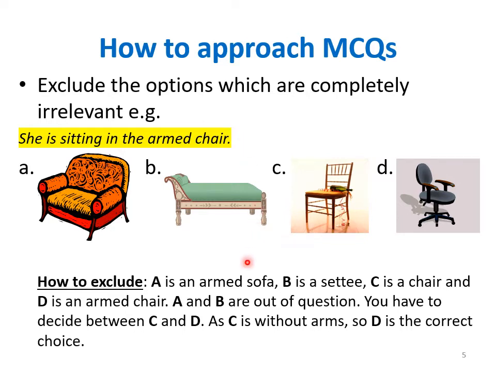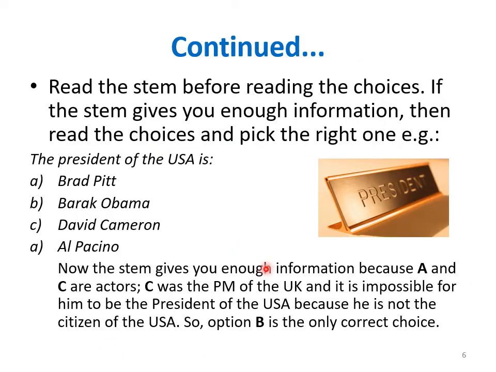So you understand that. So the answer is D. So we eliminated irrelevant options and we made our life easier, because choosing from four options is difficult as compared to choosing from two options. Okay. Next one. Read the stem before reading the choices.